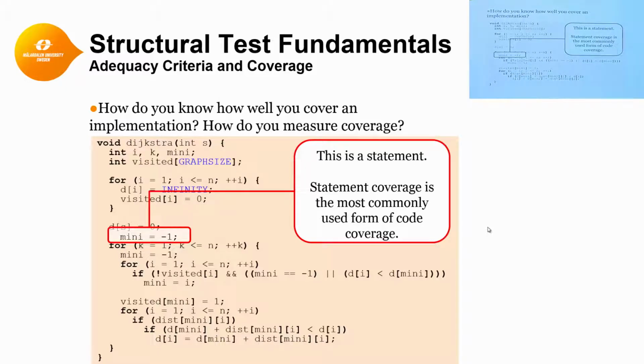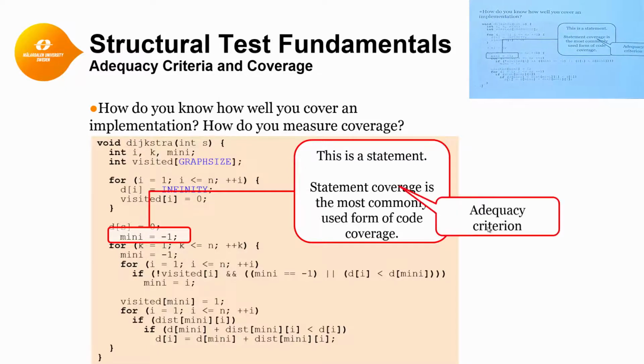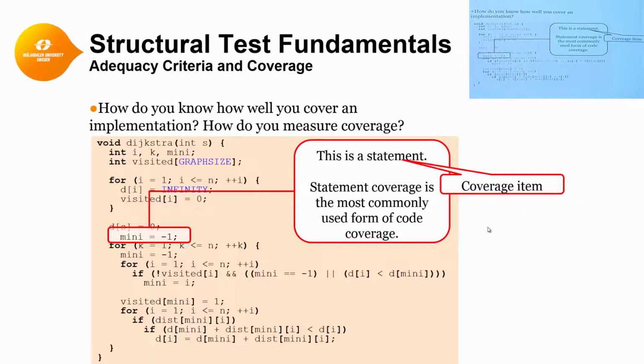Let's talk about some terminology here. Statement coverage is an adequacy criterion, meaning that it tells us how adequately our test cases or test suite covers the implementation. Okay, so that's the terminology used. Also, adequacy criteria are built up of coverage items. You define your coverage items and then say I want to cover all my coverage items. And in statement coverage, statements are the coverage items.